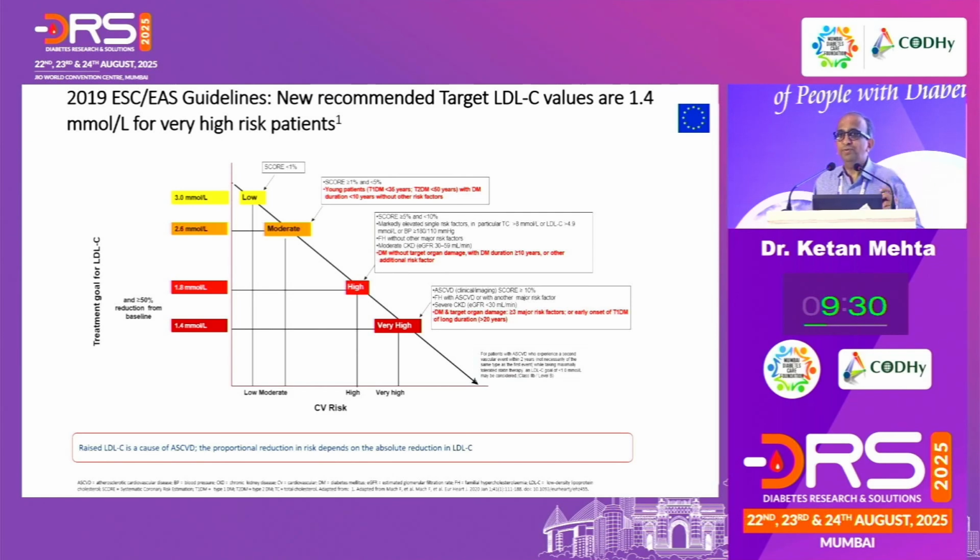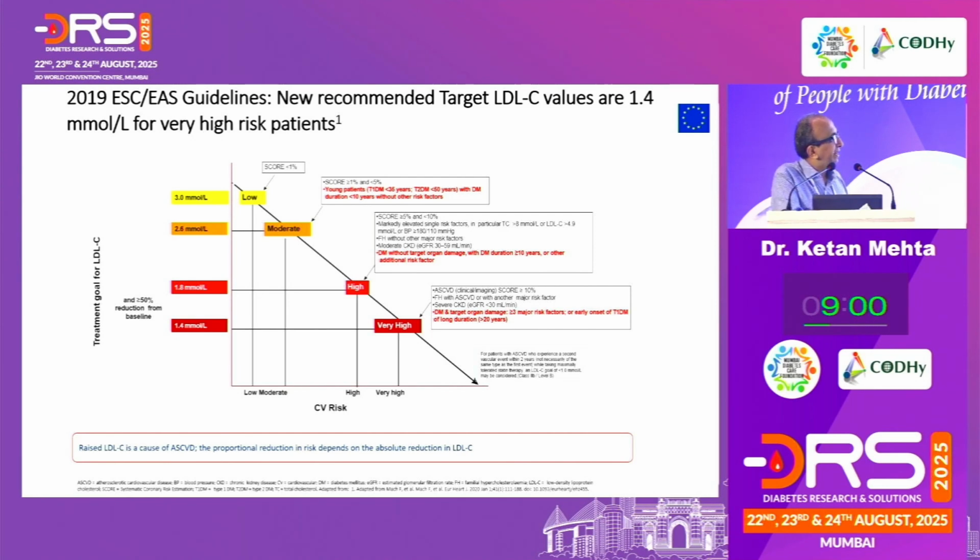Very good. So for the first time in 2019, in international guidelines, the European Society of Cardiology came out with risk stratification. If you remember, a decade back it was a standard line that diabetic dyslipidemia means you target LDL at 100 milligram per dL. So gone are the days. Now you need to risk stratify.